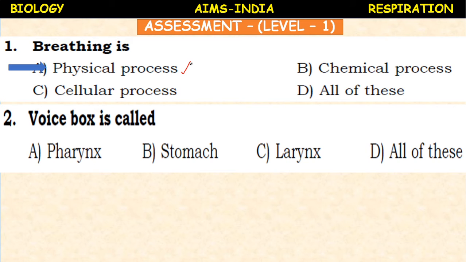Voice box is called what? Pharynx, stomata, larynx, all of these. Larynx is called voice box. Why is it called voice box? Because larynx possesses vocal cords which vibrate when we inhale and exhale. The moving air will vibrate the larynx, which will produce the sound.